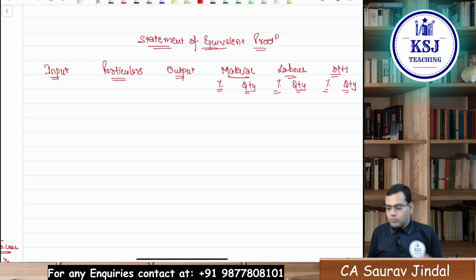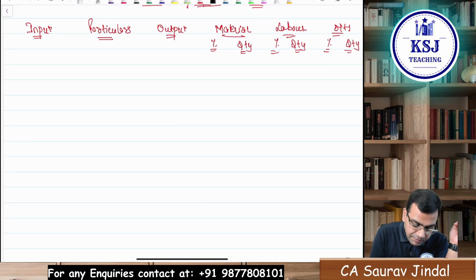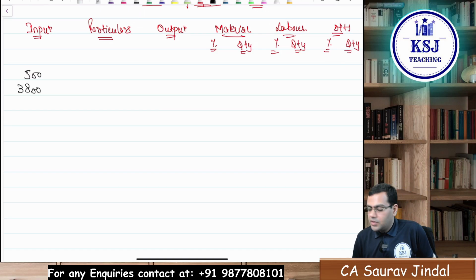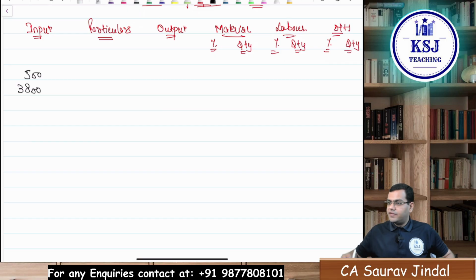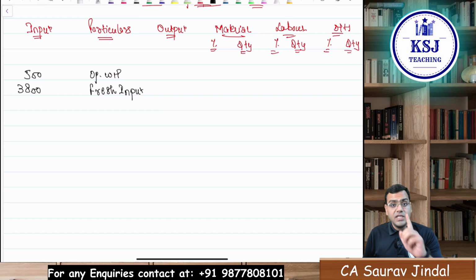Clear with this? Okay, now what is the input here? The input is the opening WIP of 500 liters and the fresh input of 3800 liters. Isn't it? The fresh input we have just calculated, the fresh input of 3800 and the opening WIP. So this is your opening WIP. This is from your fresh input. Now, what is the output here? Just try to understand. The company is following the FIFO method. The FIFO method says what? The FIFO method says the first we will complete our opening WIP. So output here we will complete opening WIP.